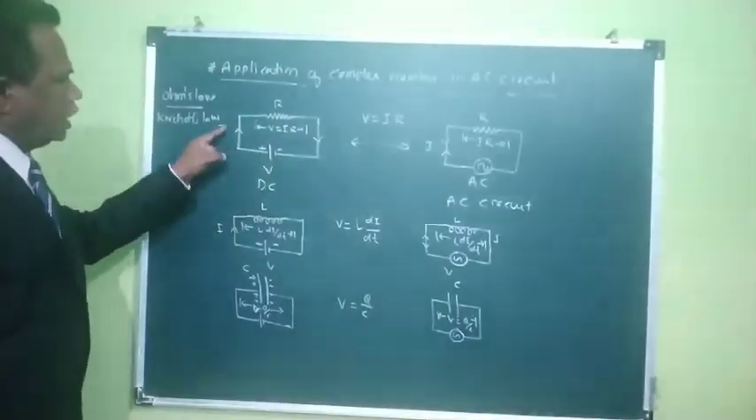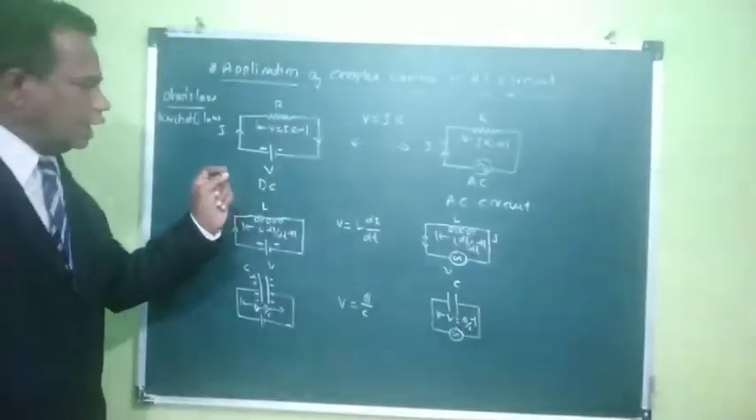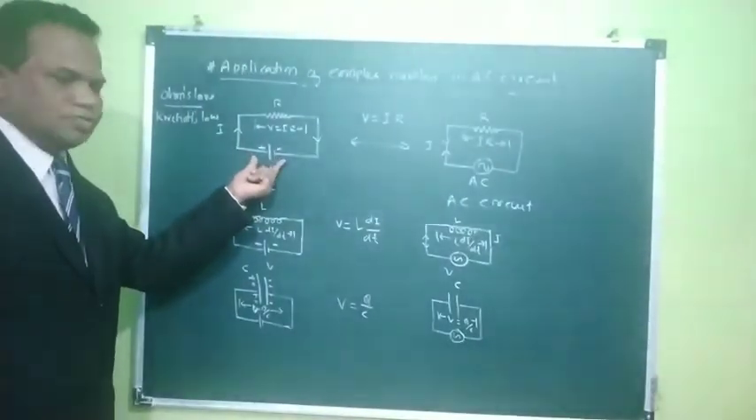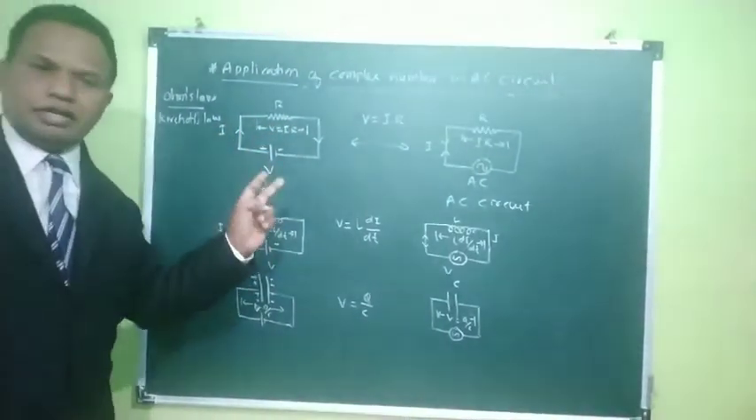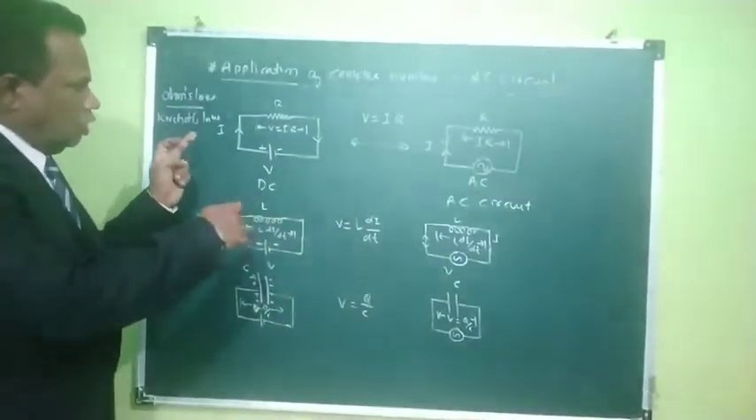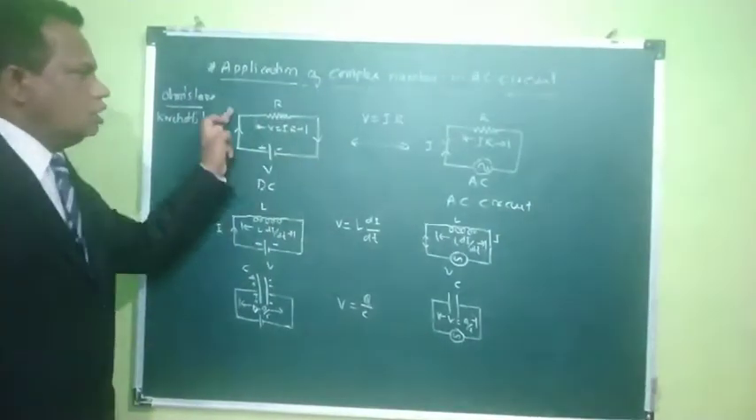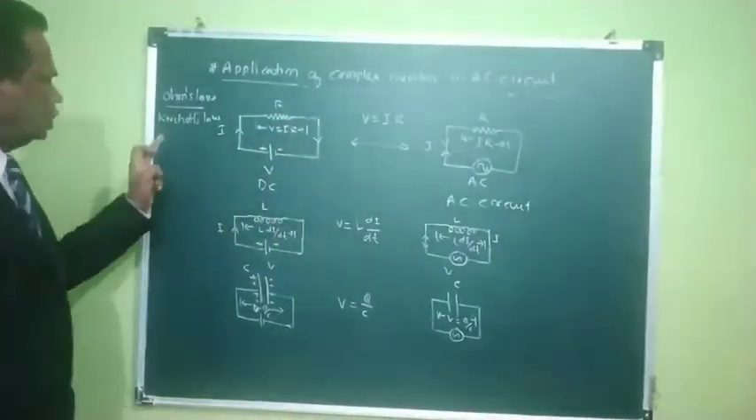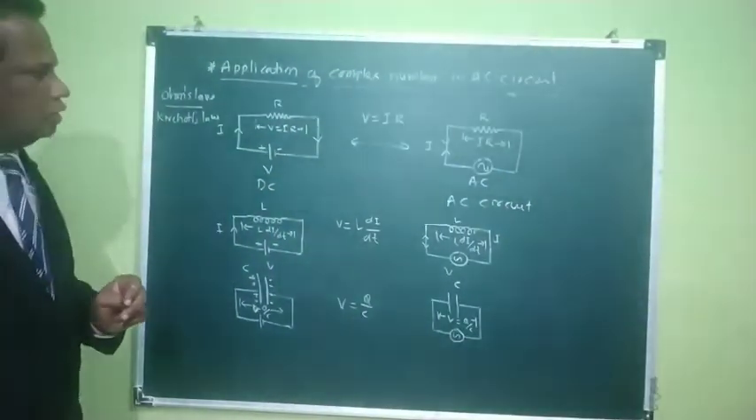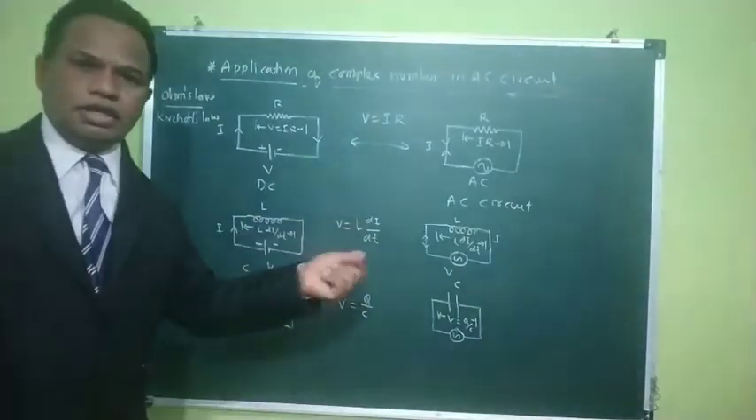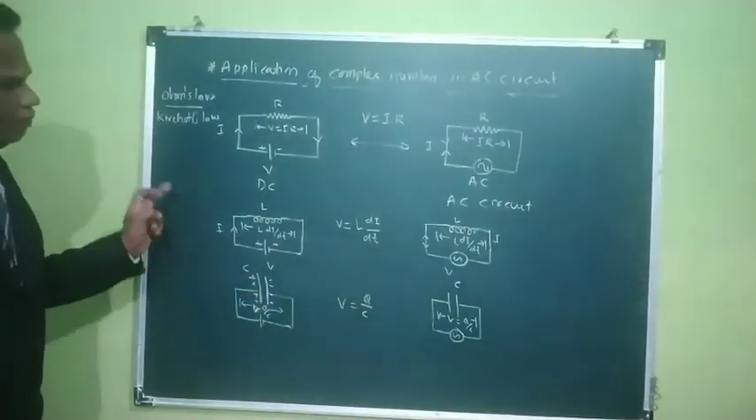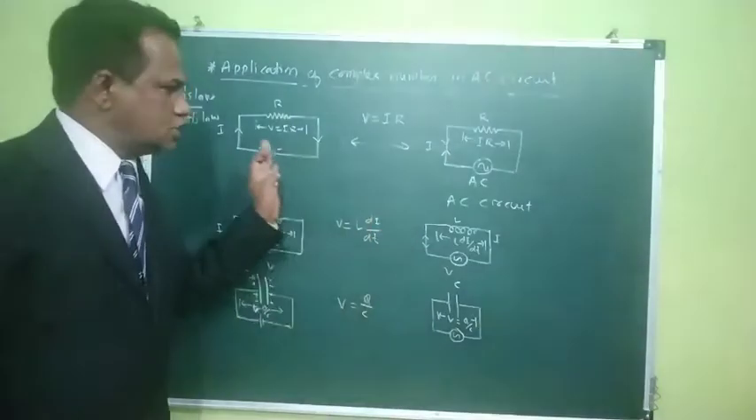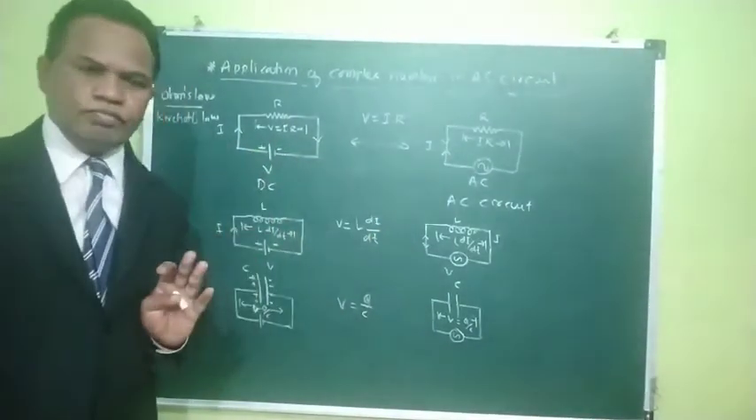So the sum of voltages across this circuit is 0. Taking the voltage of the battery as positive, the voltages across the resistances and other elements are taken to be negative. The sum of all these voltages in the circuit is 0. This is Kirchhoff's voltage law, and similarly we know Kirchhoff's current law. So Kirchhoff's law and Ohm's law are applicable to both AC and DC circuits.